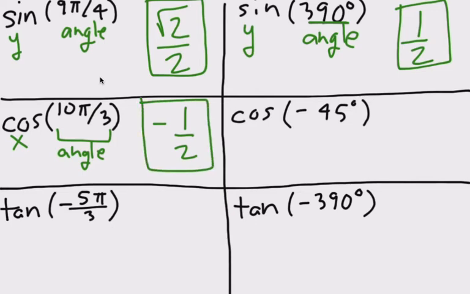Yes, that was a little tricky. Cosine of negative 45 degrees. So negative 45 degrees is my angle. Cosine means I need to find the x-coordinate of the point that can be represented with that angle. So let me look for negative 45 degrees.